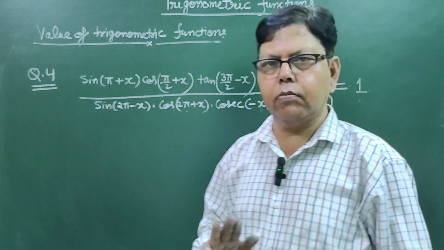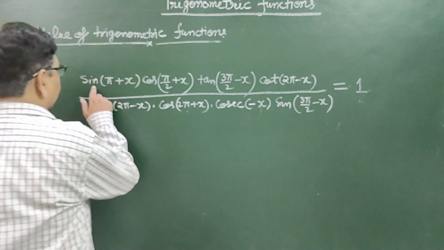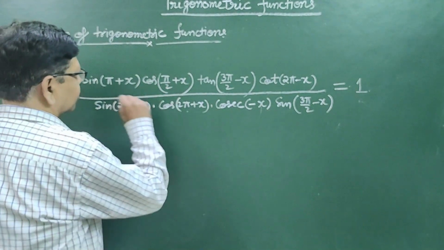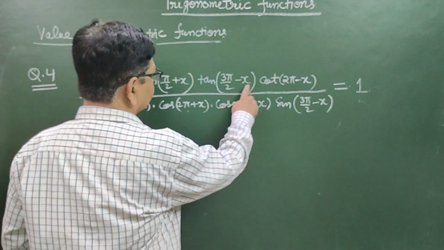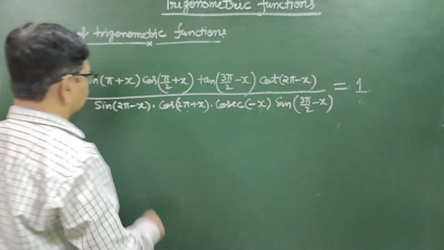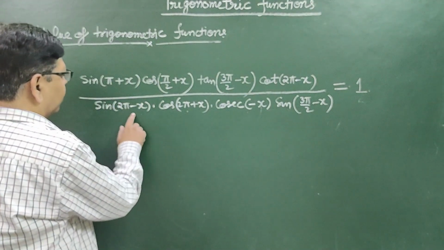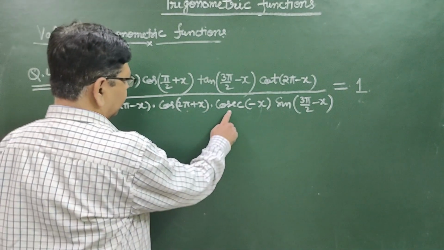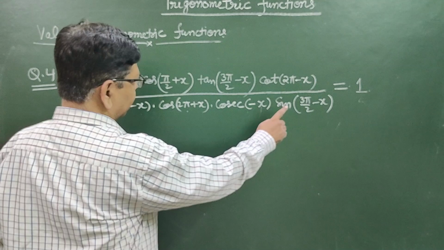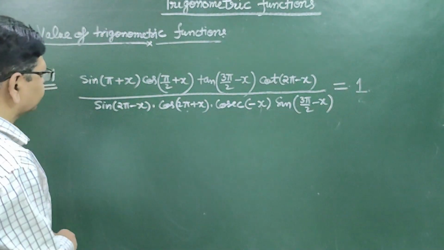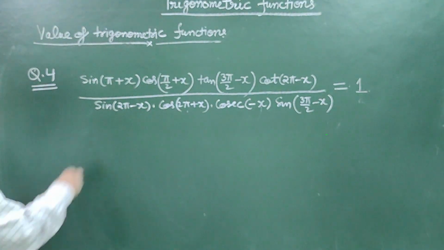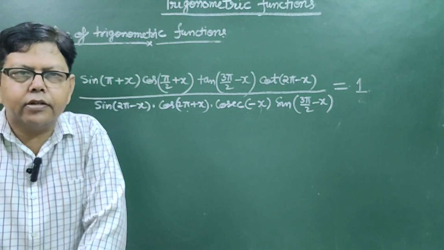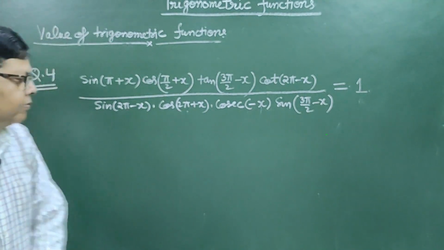Next question, question number 4. Prove that sin(π + x) cos(π/2 + x) tan(3π/2 − x) cot(2π − x) upon sin(2π − x) cos(2π + x) cosec(−x) sin(3π/2 − x) is equal to 1. Let us consider the left hand side and draw the quadrants.